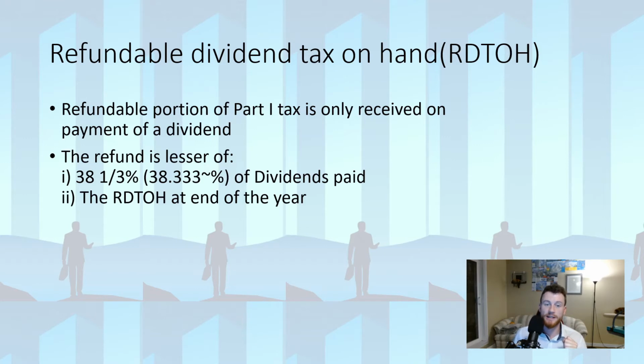They only receive dividends. So it follows the same stream as the dividends, even though it gets put into the same tax account. The refund is the lesser of 38.333% of the dividend paid, or the refundable dividend tax credit on hand at the end of the year.